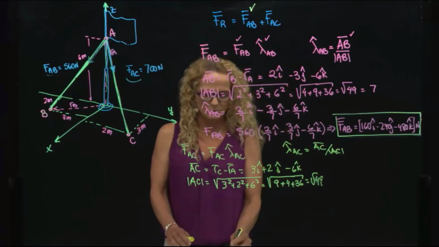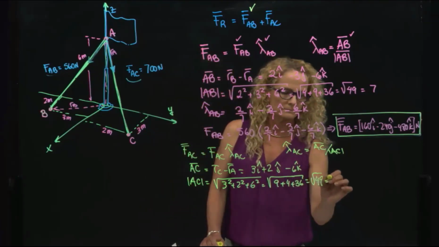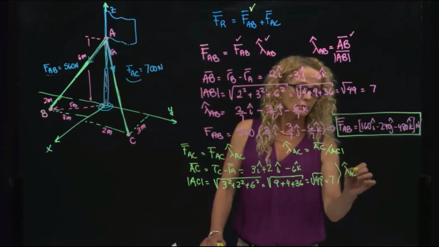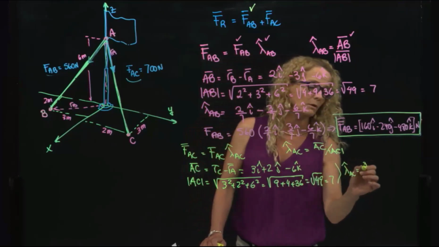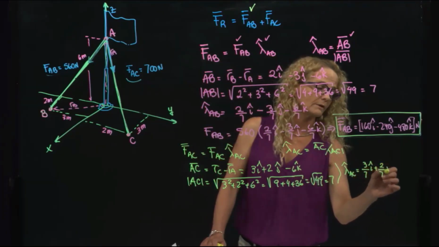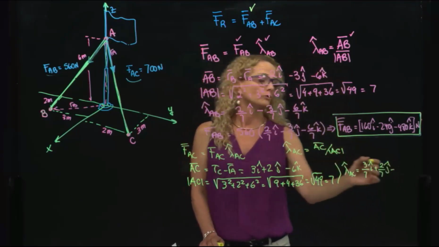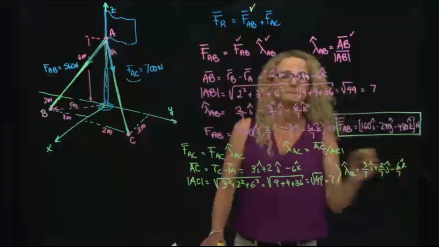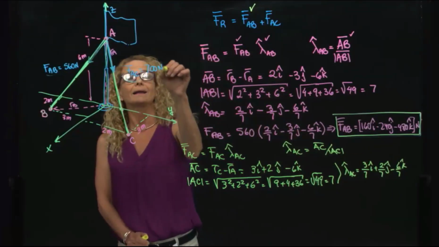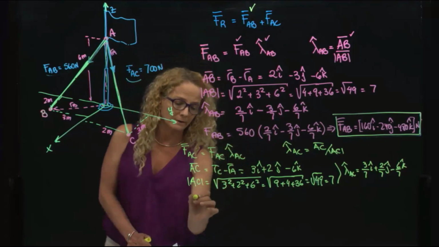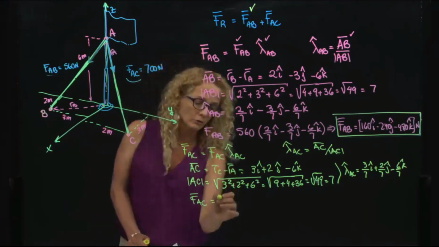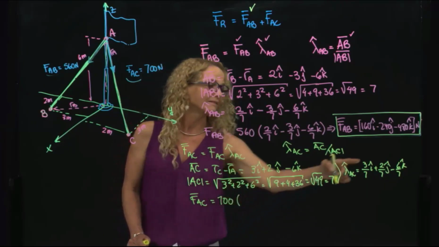Which is equal to 7. So therefore, my unit vector is equal to 3 over 7 in i plus 2 over 7 in j minus 6 over 7 in k. Now that I have the unit vector and the magnitude is given, I can find that F_AC is equal to this magnitude times this vector that I just found.